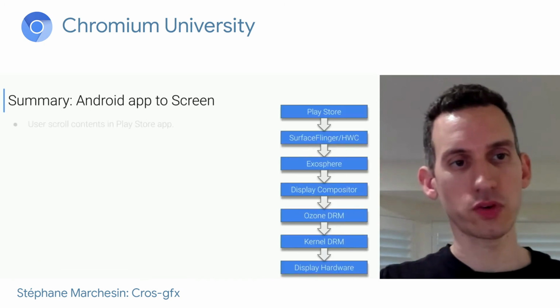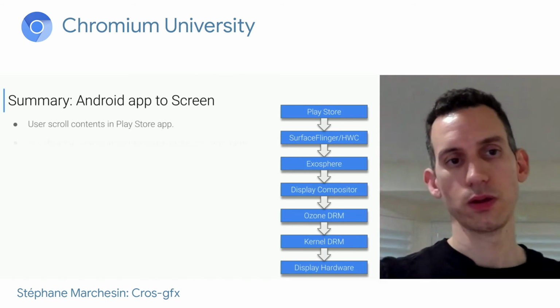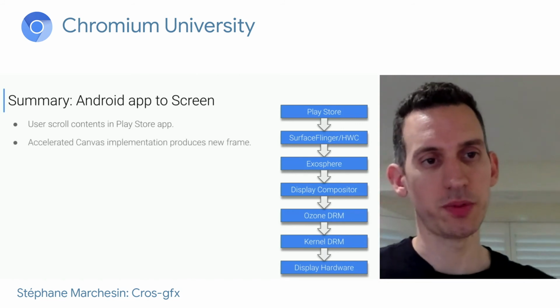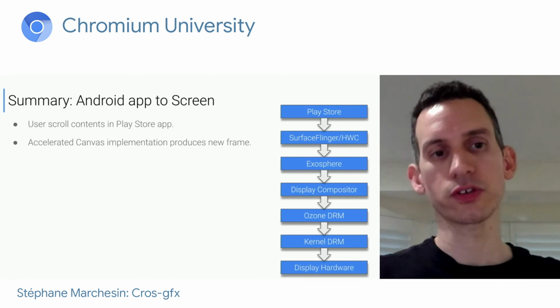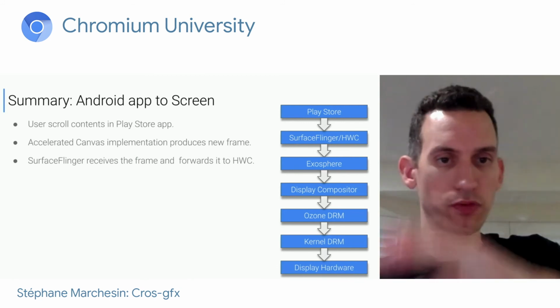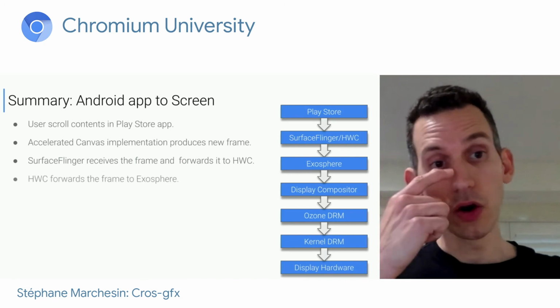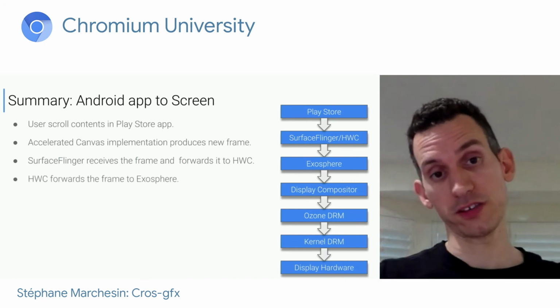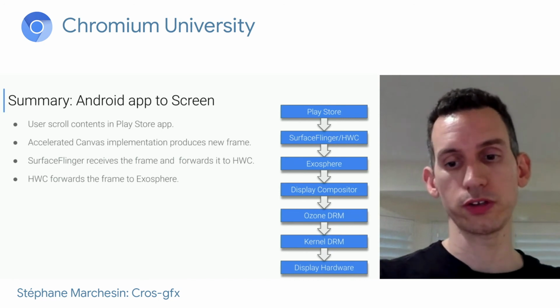Well, we have a Play Store application. The user is scrolling through it, right? This triggers the application to render a new frame, so a new buffer, like I said, using OpenGL, for example. Surface Flinger receives the new frame and forwards it to our Hardware Composer. Our Hardware Composer, like I said, is a pass-through which talks to Exosphere and says, hey, look, this is the new buffer. Please show it on the screen.